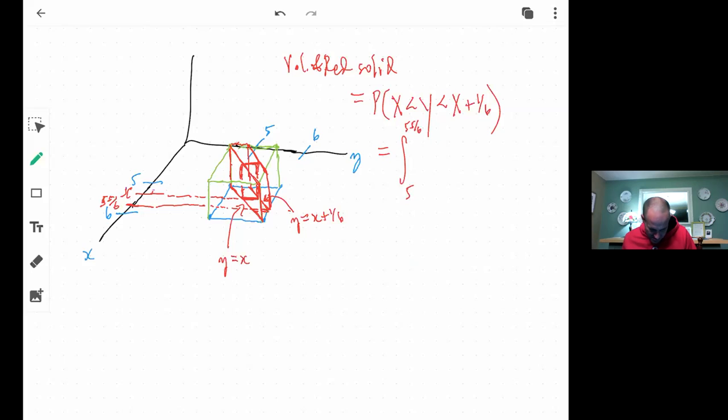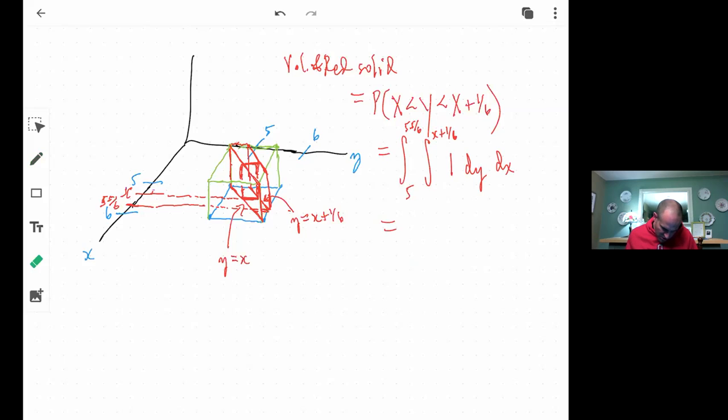Okay, 5 to 5 and 5/6. And then I can just do what I did before. Then X and X plus a sixth is guaranteed. If Y is between there, then 1 really is what f of x, y is equal to. So this is dy dx, okay? But that's not all, okay?